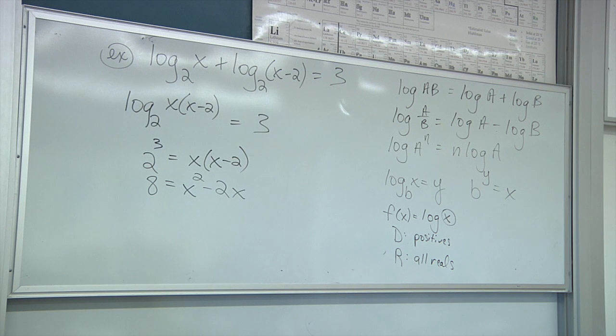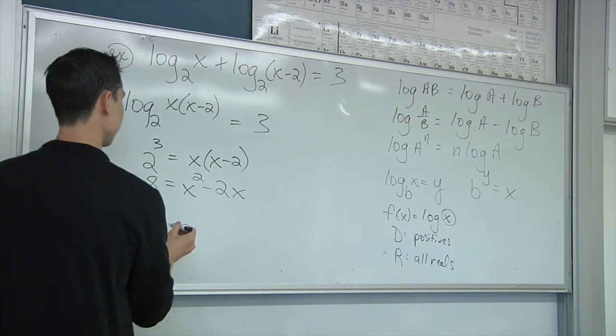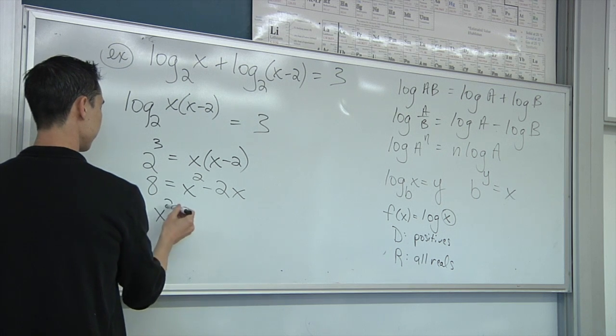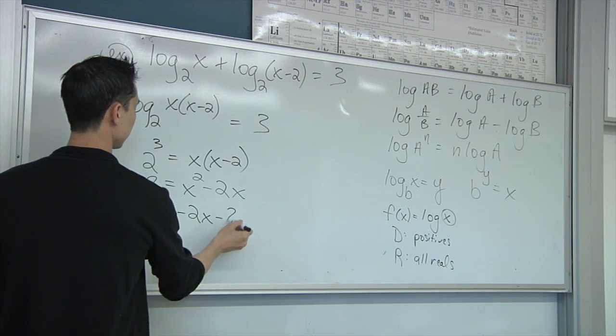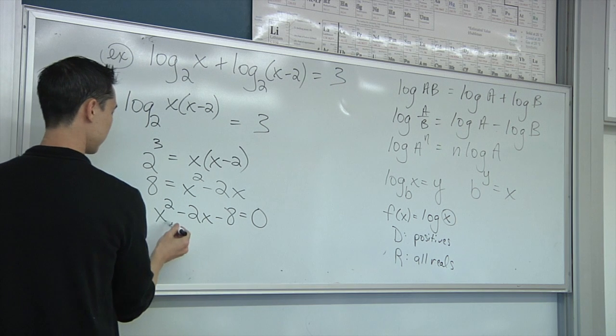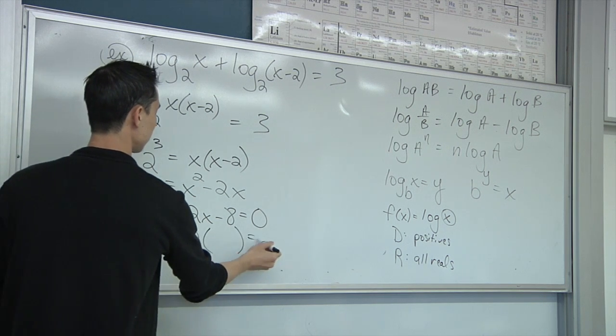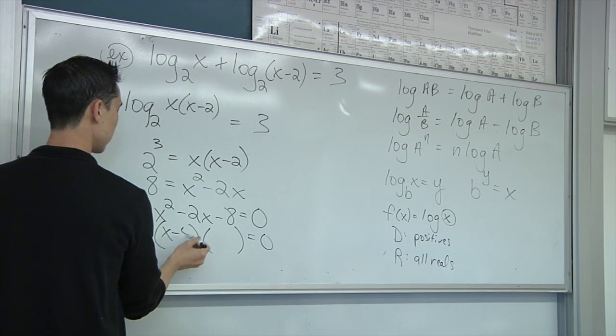It's just a quadratic equation. Solve it using all the methods we already know. Looks like it factors, so get it factored. How does it factor? X minus 4, x plus 2.